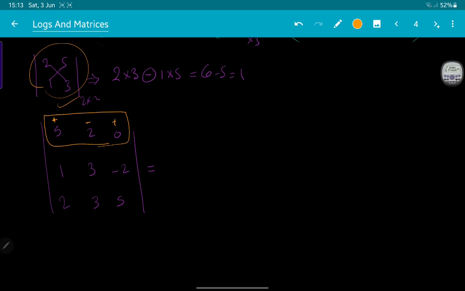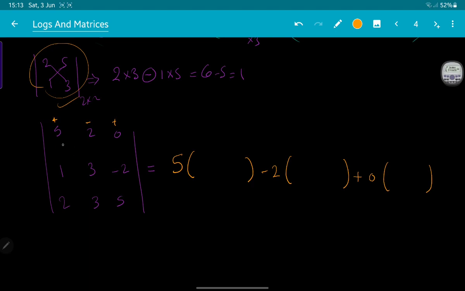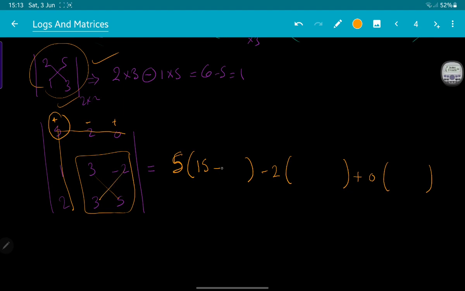And we will have 3 brackets. 5 multiplied by a bracket, then negative 2 multiplied by a bracket, then plus 0 multiplied by a bracket. So next, what to do? To find what's in the bracket for this 5, cancel this row and this column. Now we have 4 elements, and we do like we did here. 3 times 5, 15, minus negative 2 times 3, it's negative 6, so it's positive 6, plus 6.